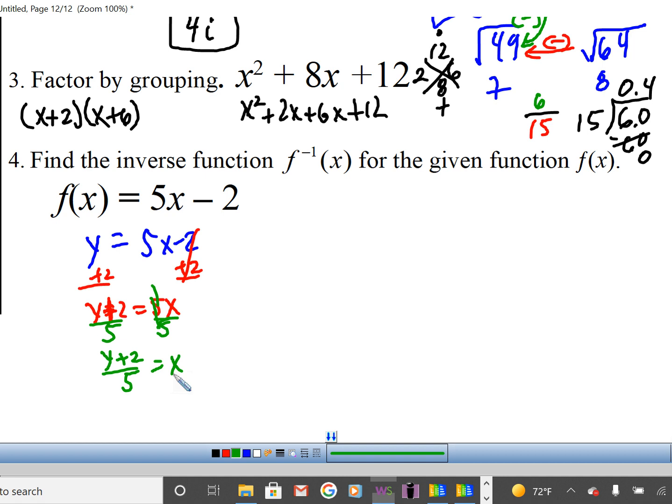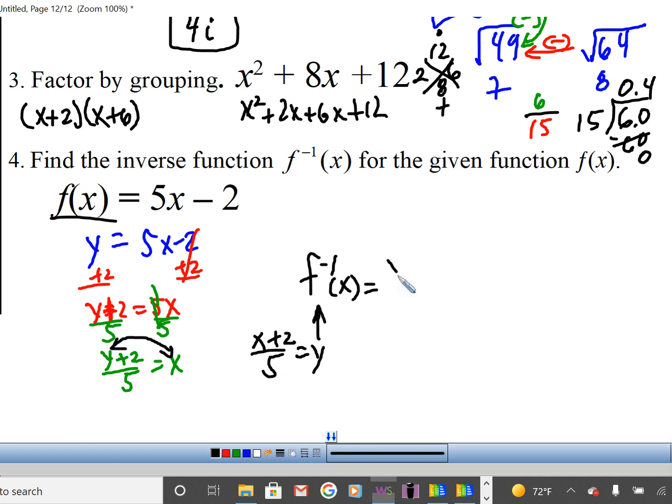Is that the inverse? No, I just solved for x. What makes it the inverse, Mr. Q? Well, when we exchange the variables, or swap the variables, this is written as x plus 2 over 5 equals y. This is the inverse. We just need to write it in function notation. Can I use f of x for y? No, because that is for the original one. Since this is the inverse, instead of y, I'm going to write f inverse of x. And what goes on the other side? Well, what do we get there? x plus 2 over 5. There you go.